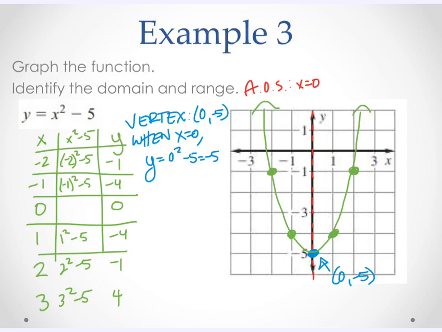The domain is all real numbers. The range is going to be all y values, because it's concave up and the vertex is at 0, -5, y values that are greater than or equal to -5. All right.